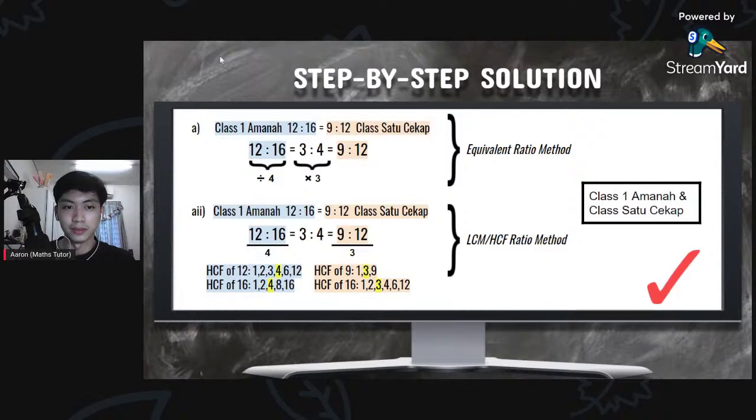I don't know which method you prefer. There are some other methods you can try out, but I feel that LCM and HCF is one of the fastest, because you can prove it. Then you can see these two are the equivalent ratio. If you multiply or divide, eventually you get to the ratio provided, then that is the equivalent ratio.